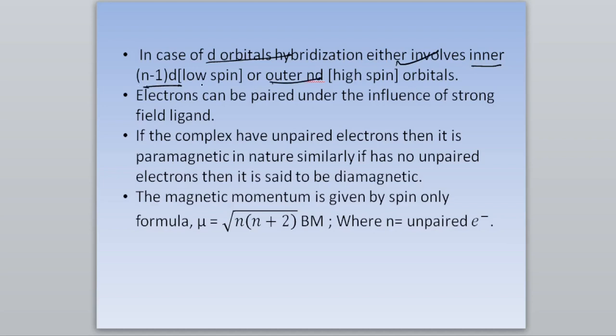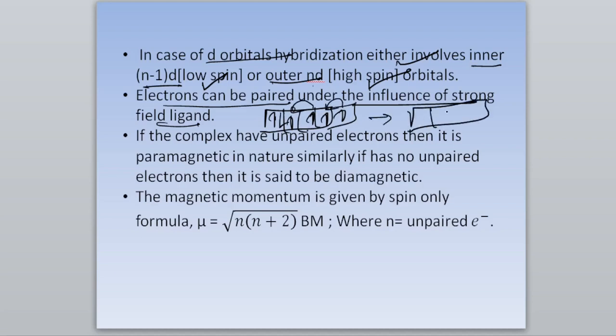In case of n-1 d, it will form a low spin complex. In case of outer nd, it will form a high spin complex. Electrons can be paired under the influence of a strong field ligand. If these are the electrons filled in the d orbitals, under the influence of a strong field ligand, these unpaired electrons get paired up.